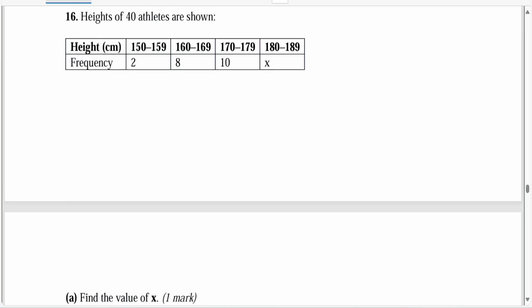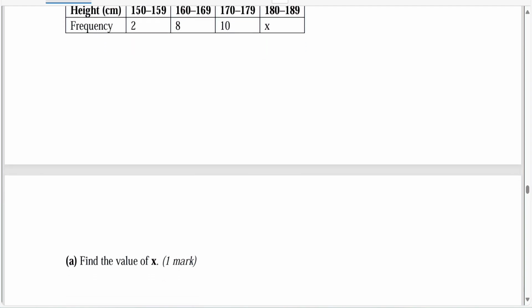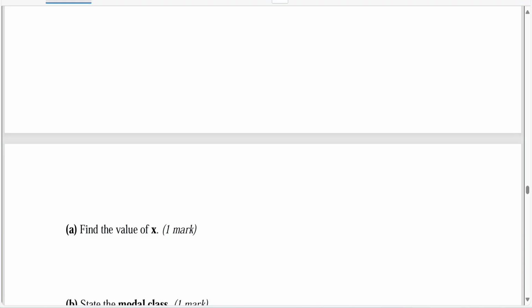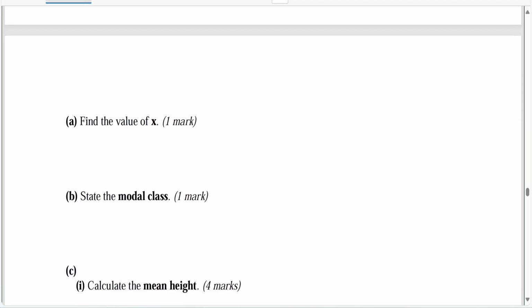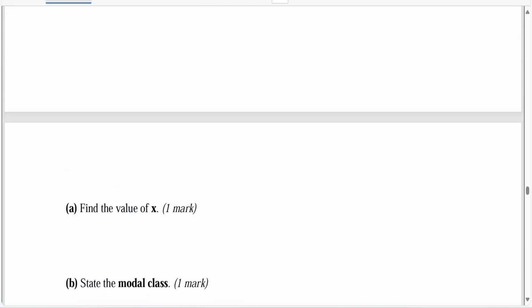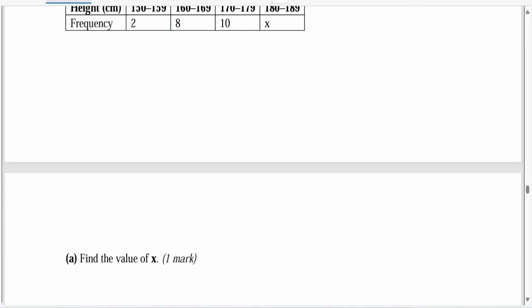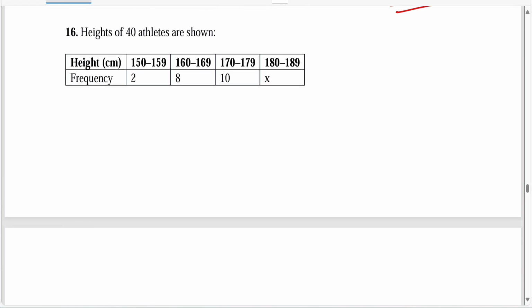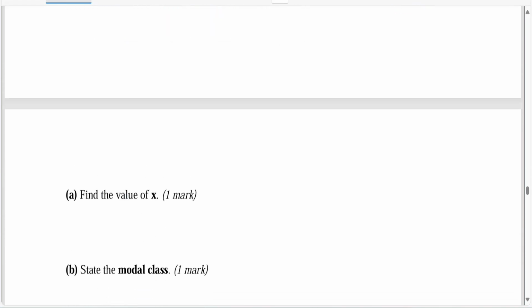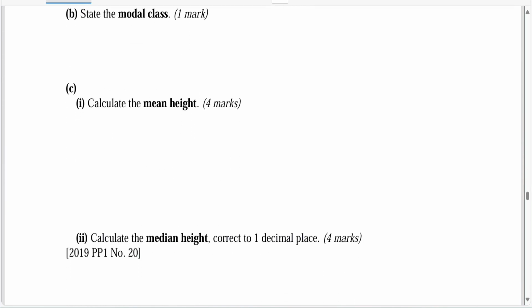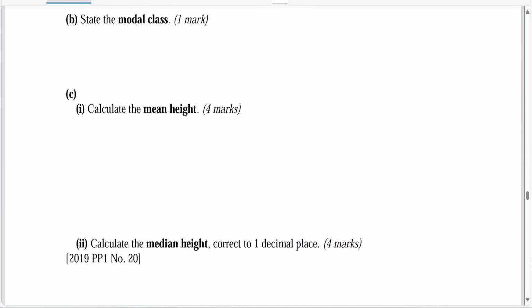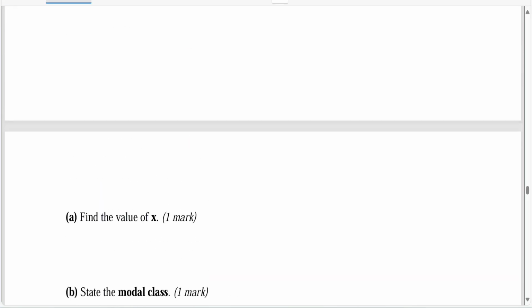So we have the heights, and the frequency is already given, with an x above 18. Question A asks you to find the value of x. Question B, state the modal class. Question C, Roman 1, calculate the mean height. So how do you find the value of x? How do you find the modal class? And the last one, calculate the mean height. And there's also the median height. So we have everything there.